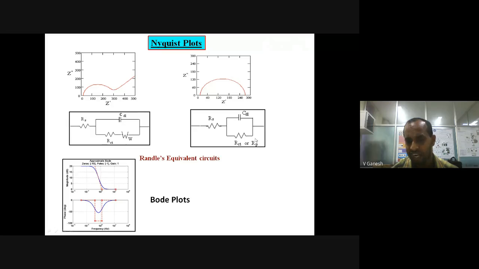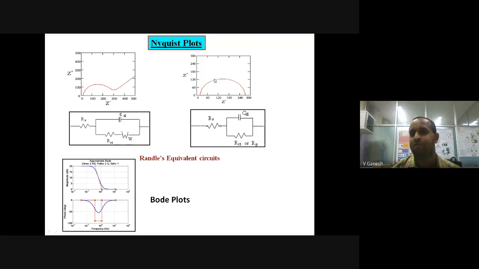And in the field of corrosion, they call this RCT as RP, polarization resistance. The resistance offered by the electrode towards the polarization process.